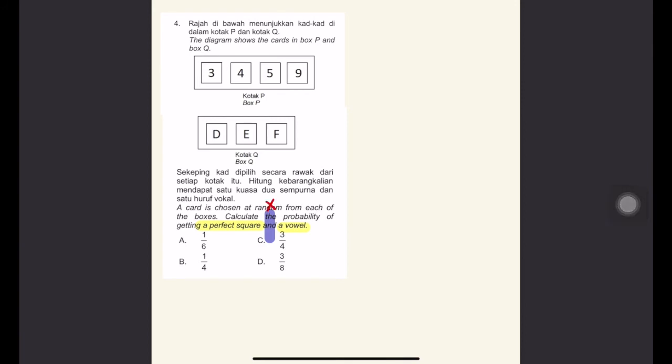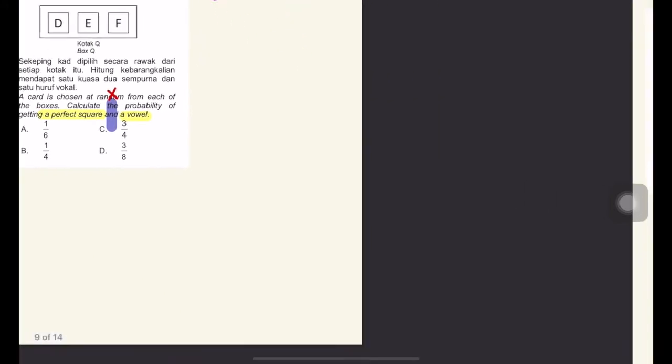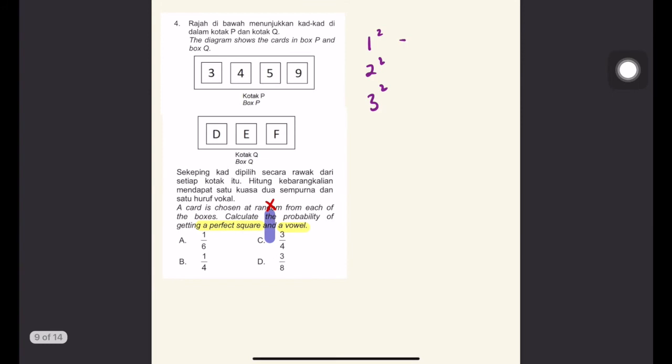Okay. So before that, what is perfect square? Ingat lagi tak what is perfect square? Perfect square is when you have contoh integer 2 square, 3 square. Each of this number kita squarekan. So 1 square is 1, 2 square is 4, 3 square is 9, and so on. So these numbers is what we call perfect square.